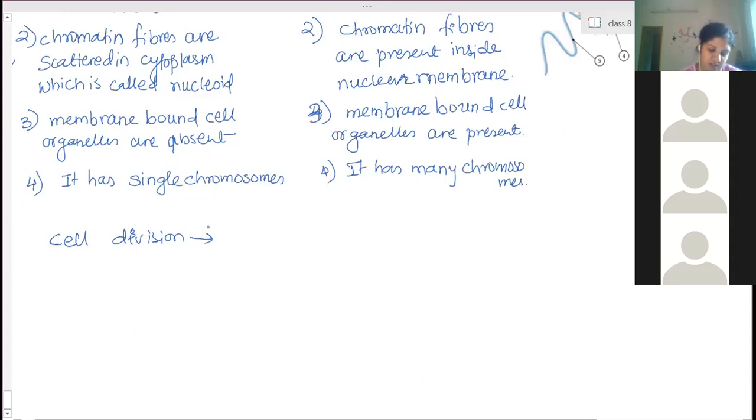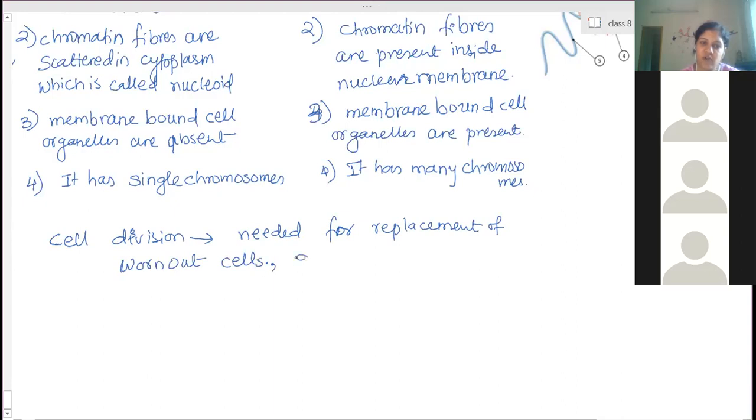So cell division is done for the replacement of worn out cells, that means damaged cells, for growth, and for repair. Our bodies keep on growing, that means new cells keep on forming, that's the reason growth has taken place. For all these purposes, cell division is going on.